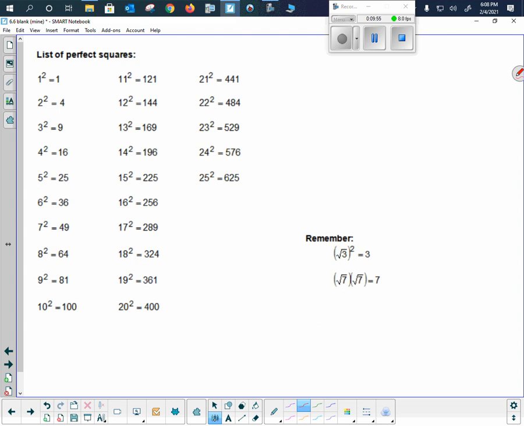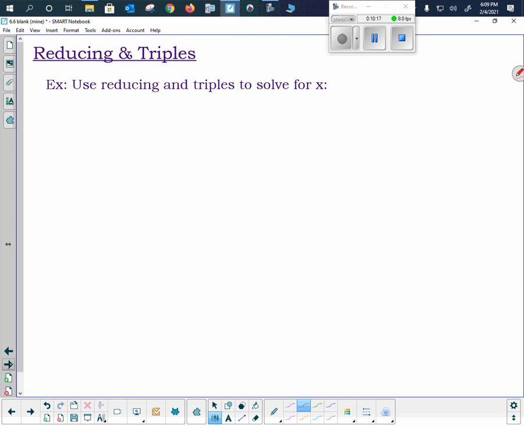And then the things that we've said over and over, don't forget your notation here. Squared and square roots undo each other. So these two notations undo each other, just giving you back the 3, which is the same thing as saying root 3 times root 3 is 3, and root 7 times root 7 is 7, and so on and so forth. Okay? All right, so let's practice using our reducing and triples.